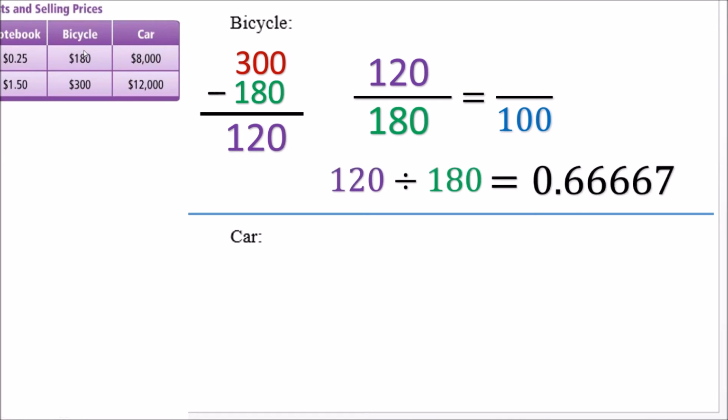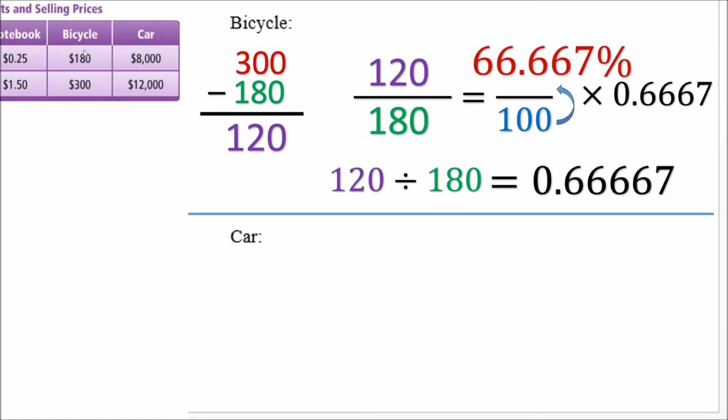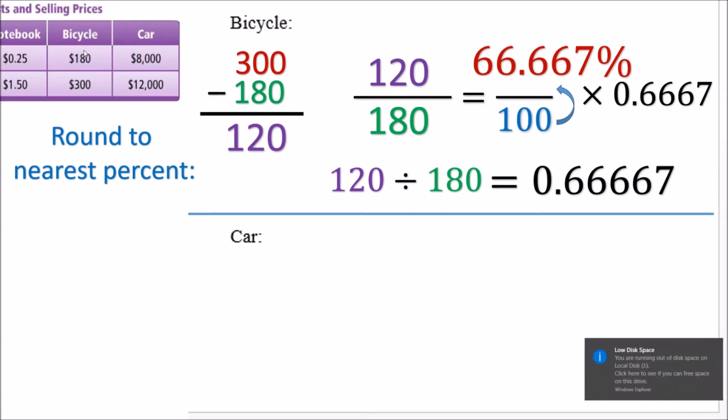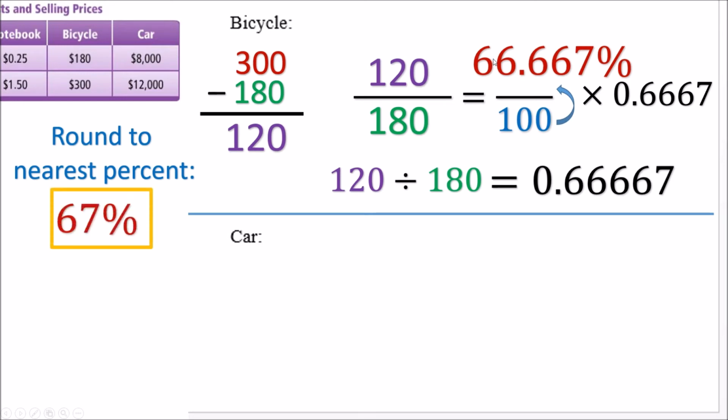Divide the two values and you'll get a repeating decimal. When we take this number and multiply by 100, we are going to have to round to the nearest percent, and that is what the problem said. So you're going to look at this, and this 6 is larger than 5, so this is going to round up to 67%. Now please try the car problem as a U try.